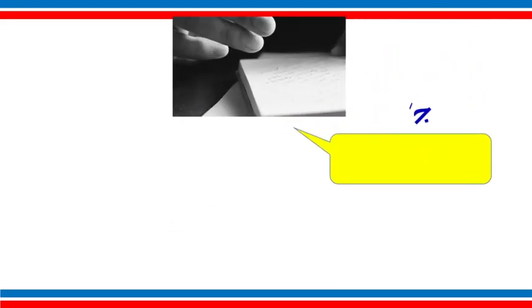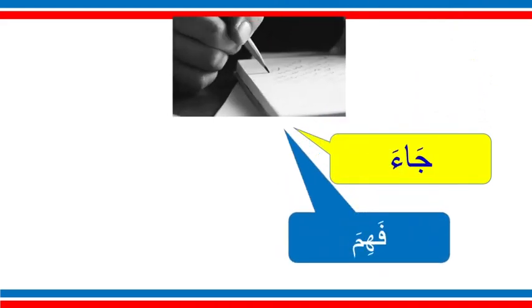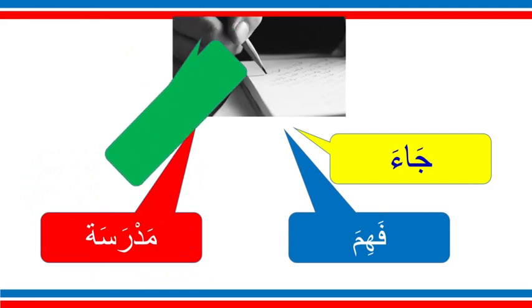Now the correct way to write them is جاء, like this, فهم, like this, مدرسة, in this way, and the last one is وقف, like this.